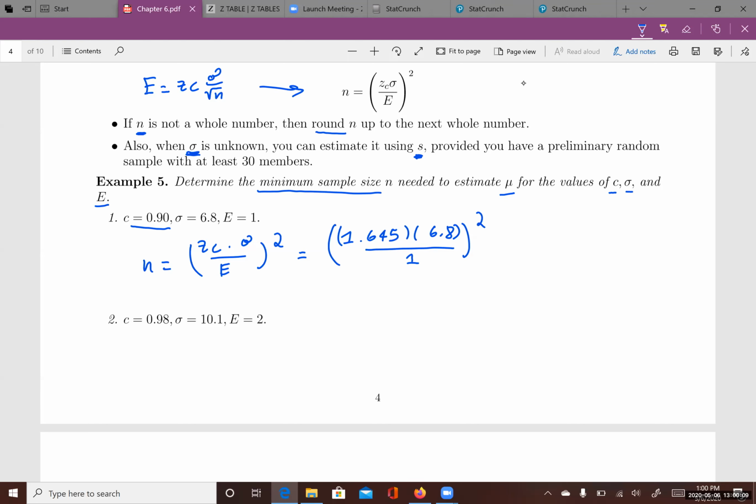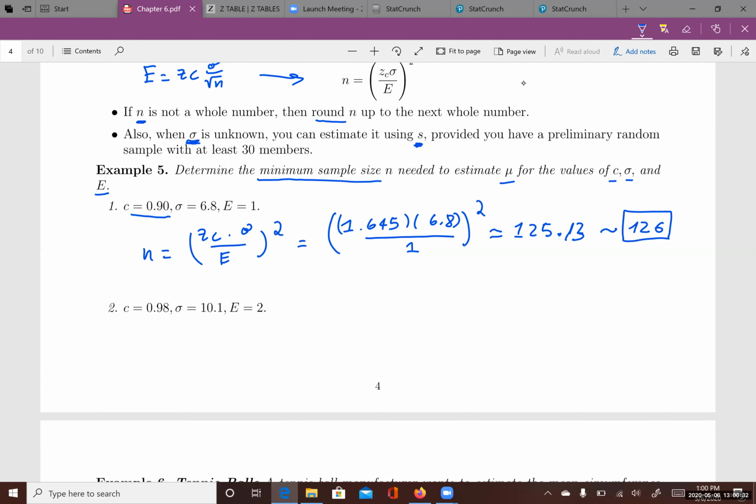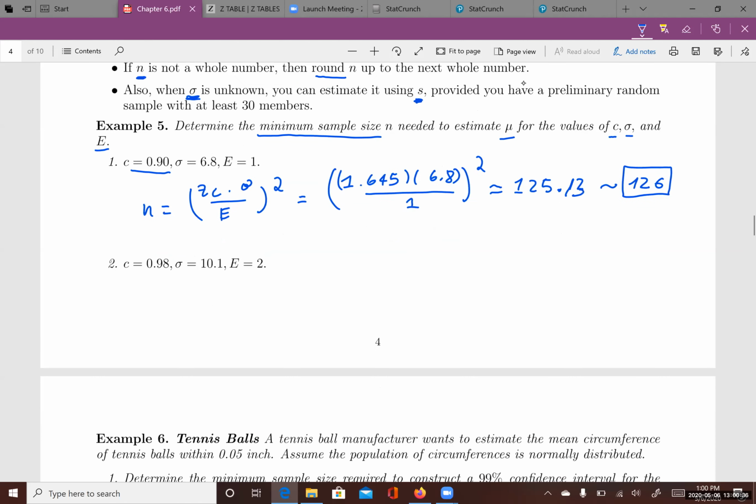1.645 times 6.8 divided by 1, squared, which gives you 125.12, right? Or so. Then you have to round it to 126. Always round it up to the next whole number if it's not a whole number. So the minimum size should be 126.